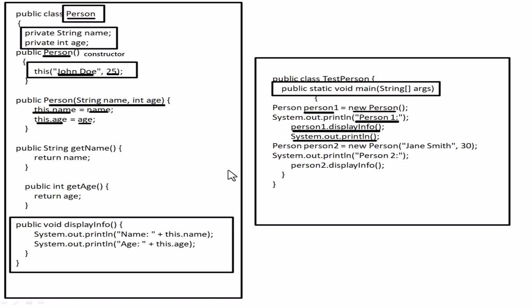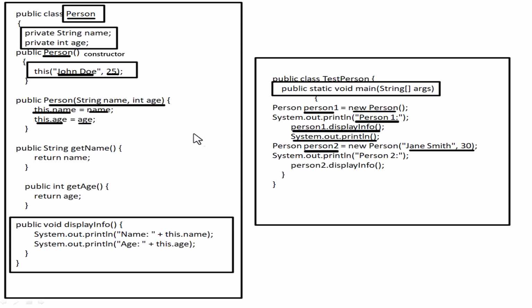Next we are going to call person2. Person2 has two arguments. Here we are passing Jane Smith and age is 30. Which person is it calling? The first person is going to give John Doe 25. The first person doesn't have any arguments. The second person is going to have two parameters, name and age. So it is called a parameterized constructor.